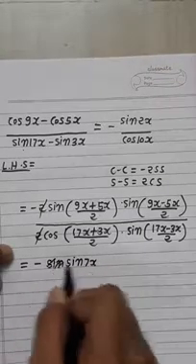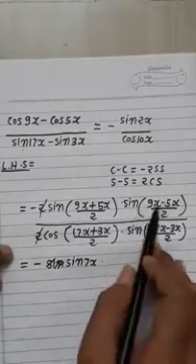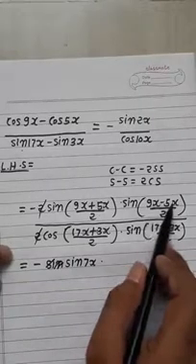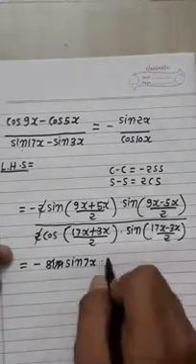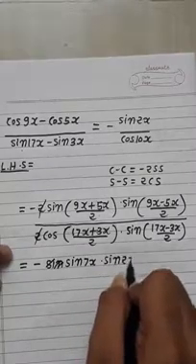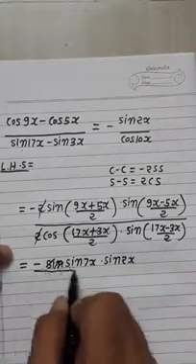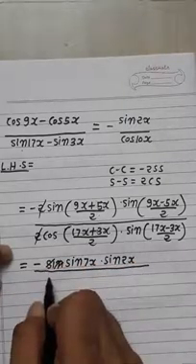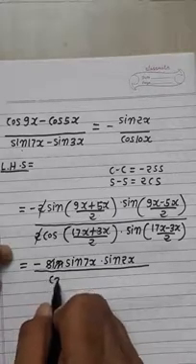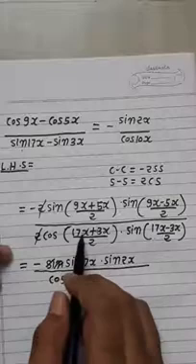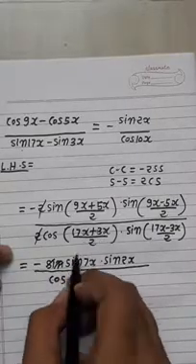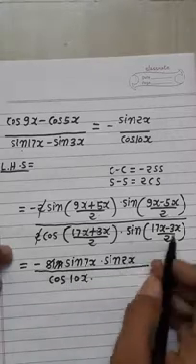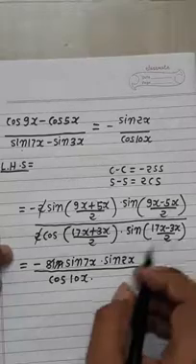7x into sin of (9x minus 5x) divided by 2. So 9 minus 5 means 4x divided by 2, so here we can write sin 2x upon, in the denominator term, cos of (17x plus 3x), that means 20x divided by 2. So 20x divided by 2 means 10x, into sin of (17x minus 3x) divided by 2.